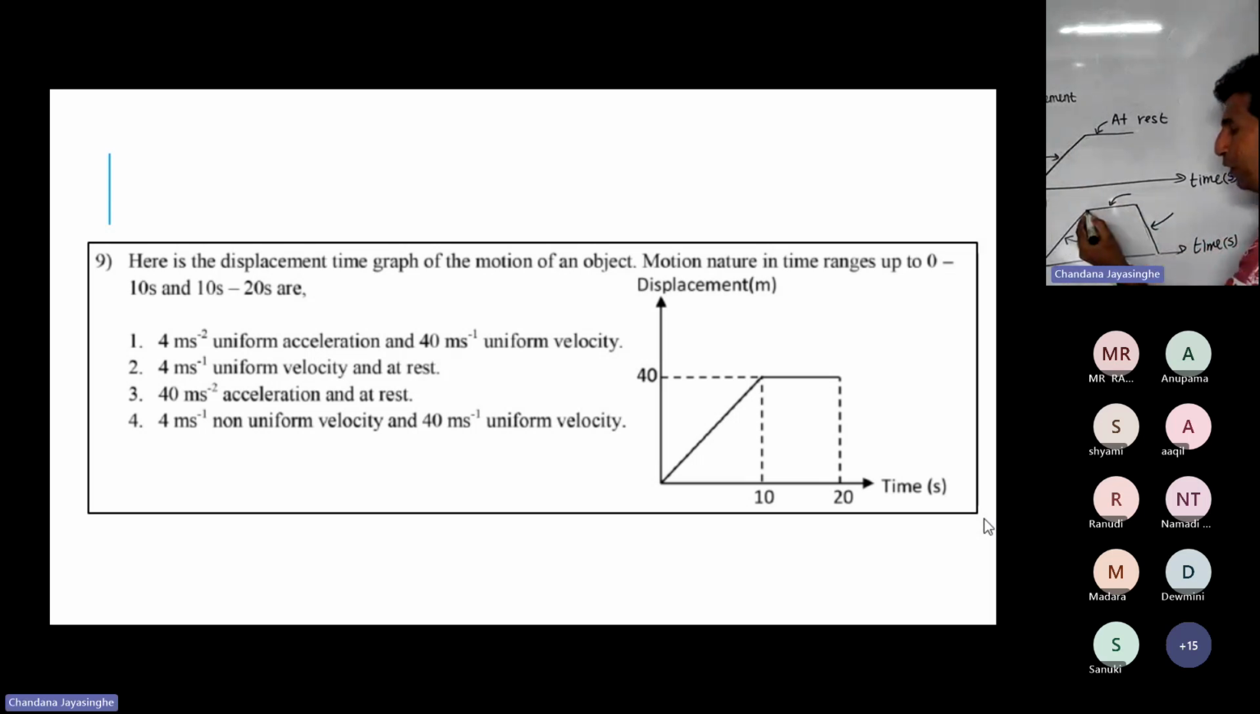In the velocity time graph, uniform velocity is this. So please remember, when you are doing your studies, you should draw these graphs in the same place and label them. Then you can get an idea. Right. Now we are going for the next one.